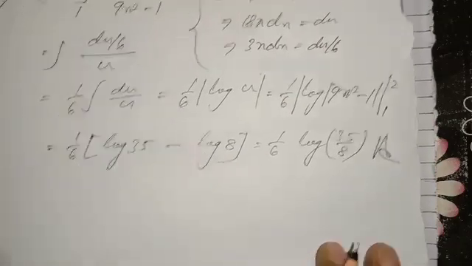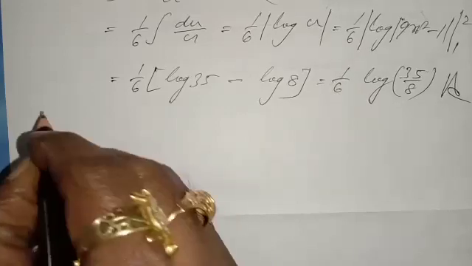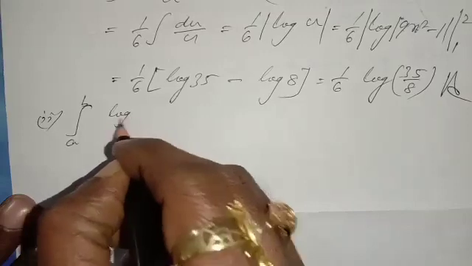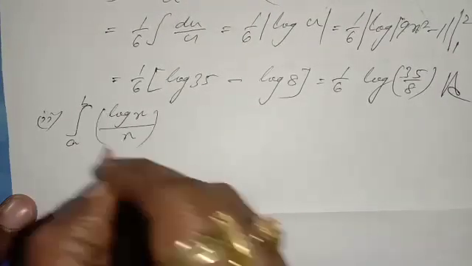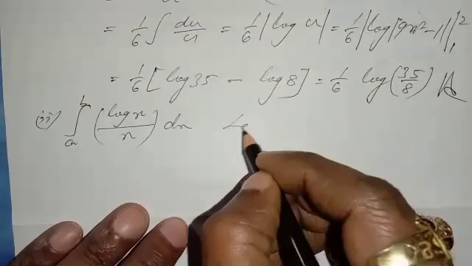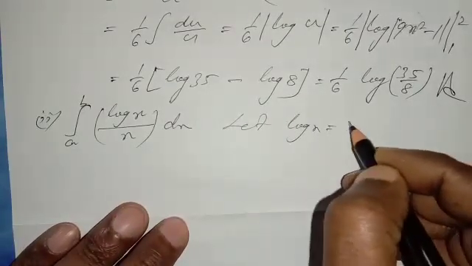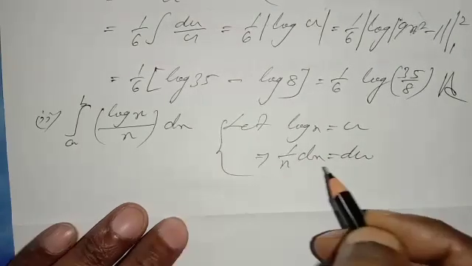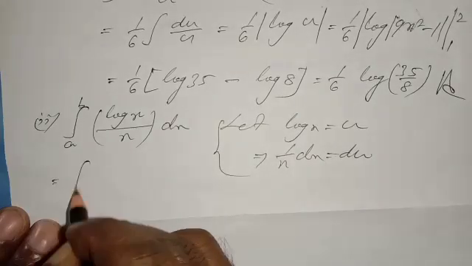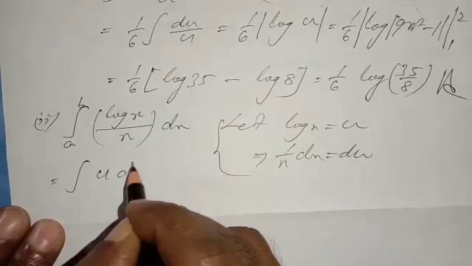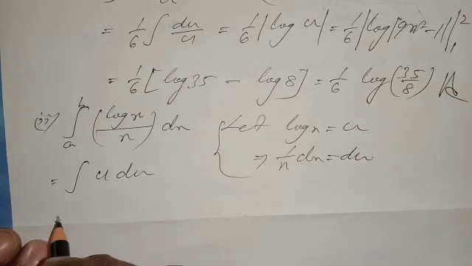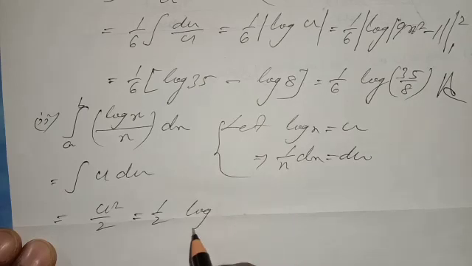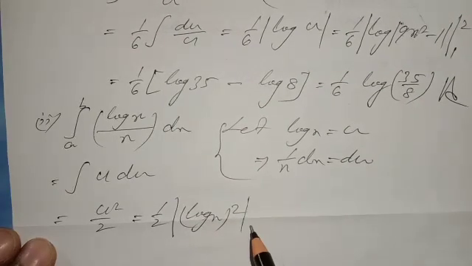Now go to the number 3 second part. Question given: integration a to b log x by x dx. So let log x equal to u, differentiating both sides, this will be 1 by x dx equal to du. After that you have to replace: 1 by x dx as du, and log x is equal to u. So what is the integration? This will be u square by 2, means 1 by 2, and u means what? Log x whole square. Now write the limit a to b.